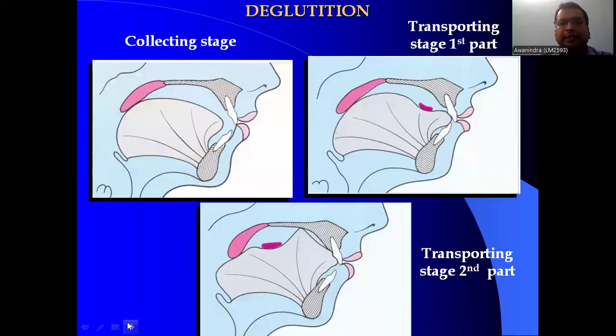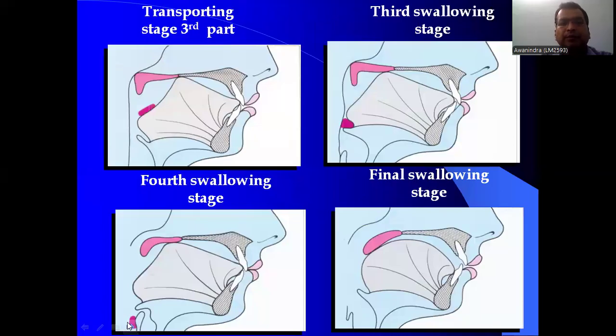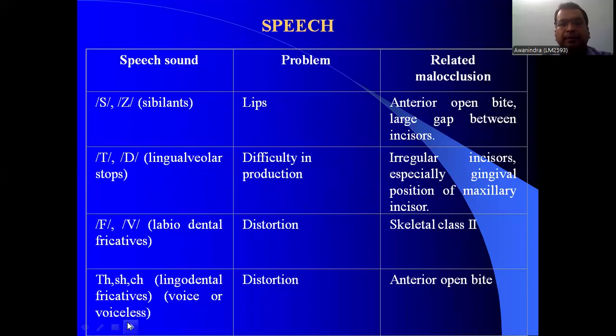This is how deglutition is examined, and the phases of proper speech are very important. We see that the S and Z sounds are produced by the lips. With an anterior open bite and a large gap, the patient is unable to produce S and Z. P and D are difficult with irregular incisors, especially in a reverse position of the mandibular incisors. In skeletal class 2 cases, F and V sounds are difficult to produce. With an anterior open bite and short jaw, it is very difficult to produce.